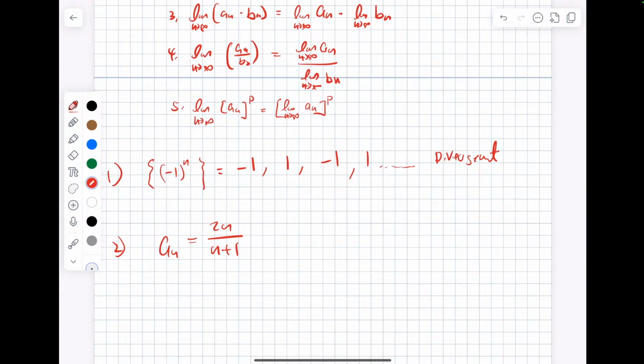Well, why does it converge to 2? Because I just remember to divide by n. Yeah, you divide by the highest degree in the denominator. Imagine this is the limit as x approaches infinity of 2x over x plus 1. I can divide everything by x, the highest degree of the denominator. So it becomes the limit as x approaches infinity of 2 over 1 plus 1 over x. The 1 over x ends up being 0, and this ends up being 2. So this converges.